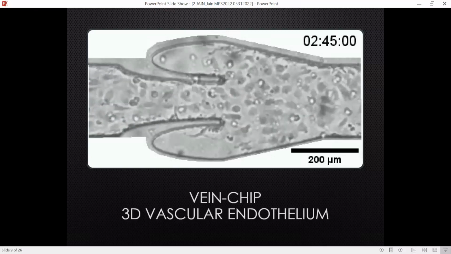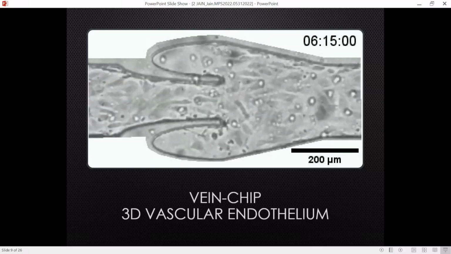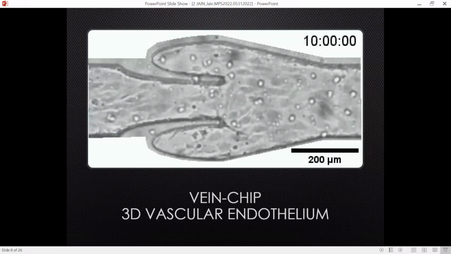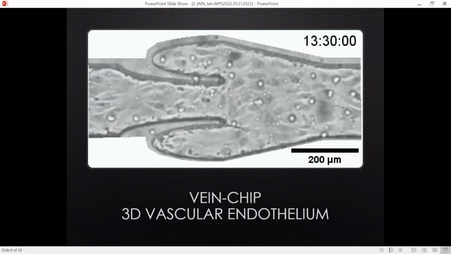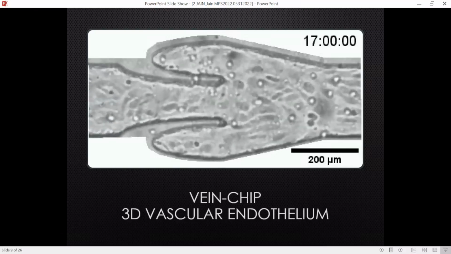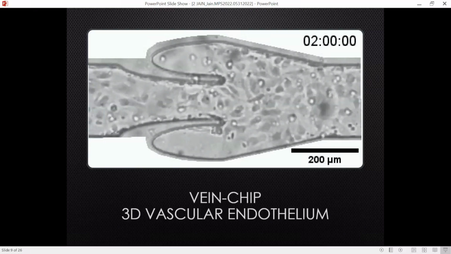So what you see in this video is endothelial cells that were seeded within the vein chip. The entire imaging is done within an incubator, and each image frame is about 2 hours apart.